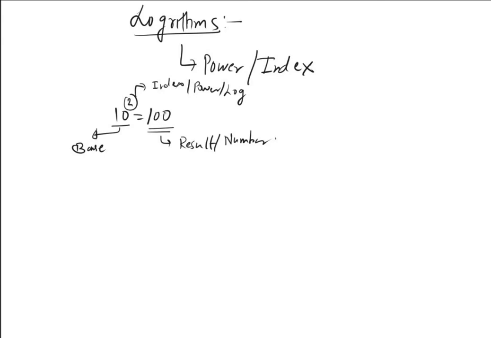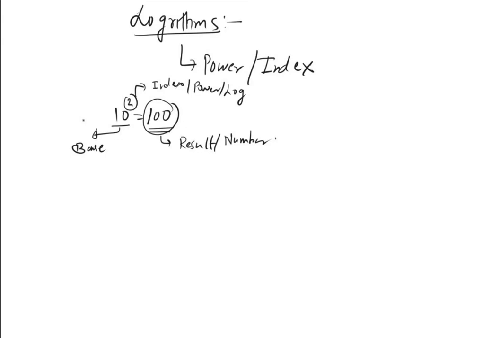In the world of indices, the answer is the result bit. You power the base and you get an answer. This is the world of indices. In the world of logs or logarithms, the answer that you get is a log. The answer that you get is a power. So obviously there is a different way of writing the same thing that we just talked about, 10 raised to 2 is 100.